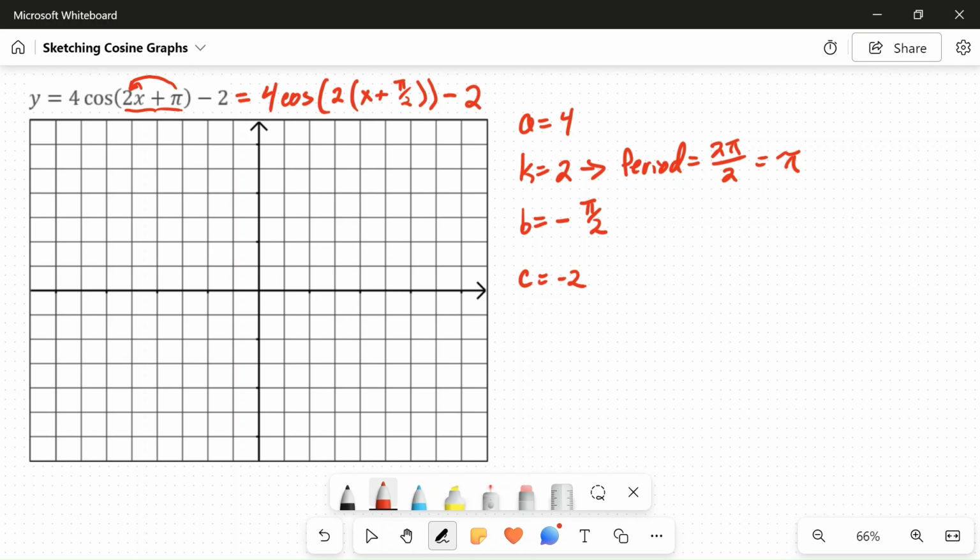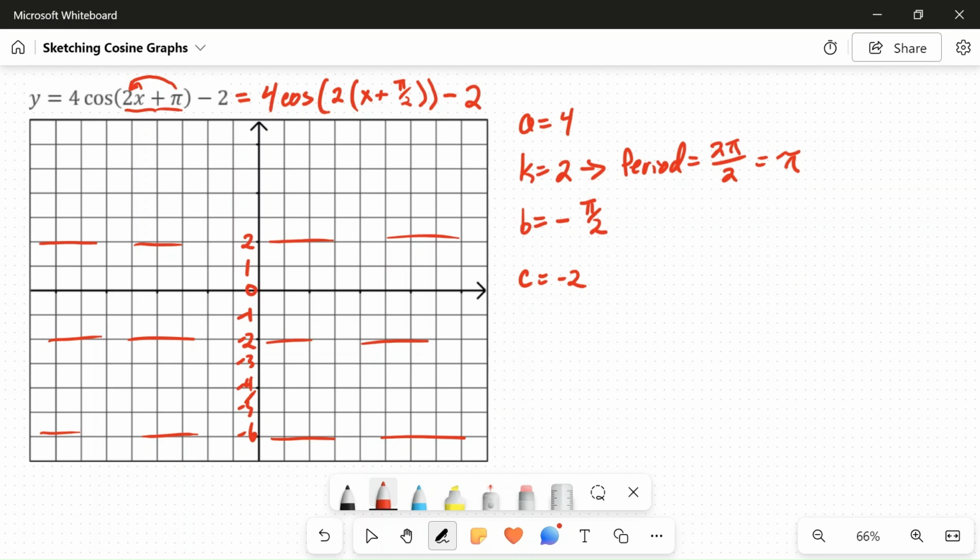All right. So again, same process. We're going to start with our midline, which is a negative 2. And so we're going to draw our midline in here. The amplitude says we're going to go 4 units above that. So 1, 2, 3, and 4. So we're going to start at negative 2 and go up to a positive 2. And then we're going to go from a negative 2 down to a negative 6. Okay. So my graph has to be between negative 6 and a positive 2. Okay, because the midline's at negative 2, and we're going to go up 4 and down 4.